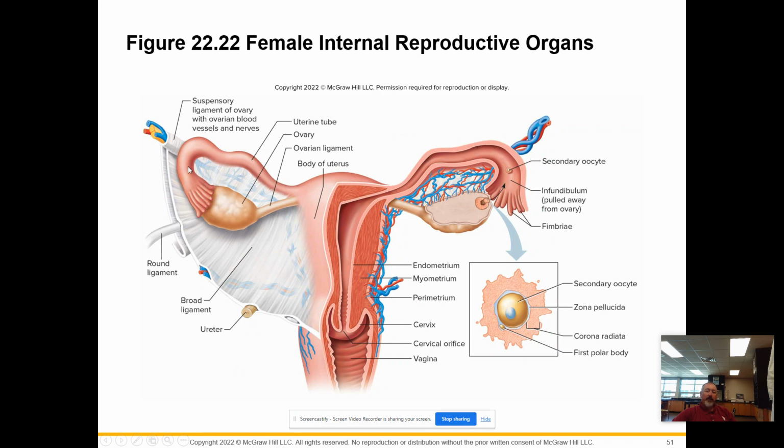Just to review some of our anatomy, here's our suspensory ligament. You can see the vascularization and innervation that's going to be there. We can see the uterine tube. We can see the ovarian ligament that's there. We can see the round ligament.